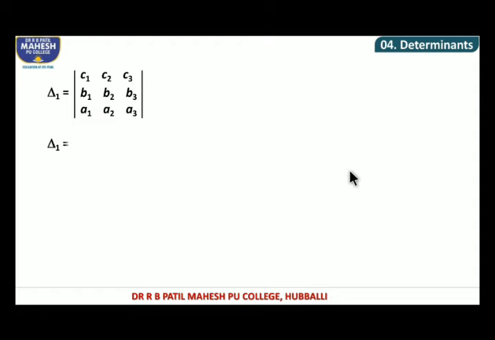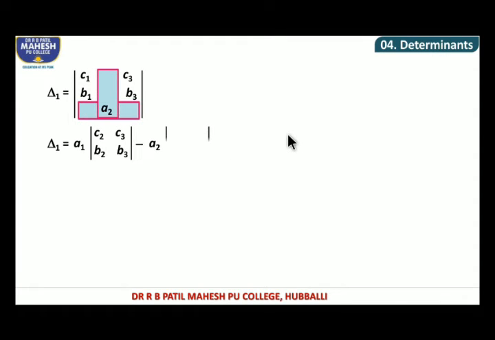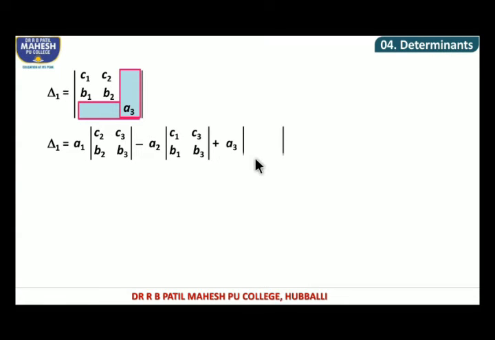Now expanding along the third row, because the determinant can be evaluated through any row or any column, I am going to consider the third row as my wish. The third row has the signs plus, minus, plus. So A1 into the determinant C2, C3, B2, B3, and for the second element we have the sign minus, so minus A2 into the determinant C1, C3, B1, B3. For the third element we have the sign plus, A3 into the determinant C1, C2, B1, B2.